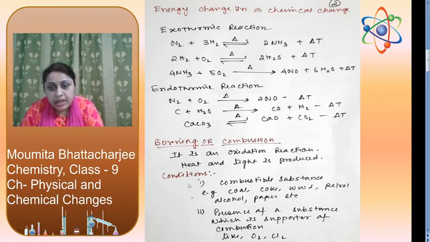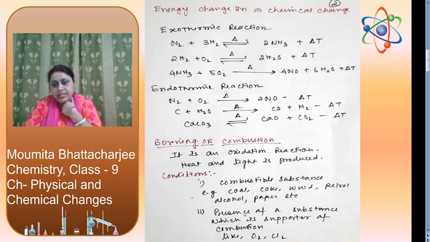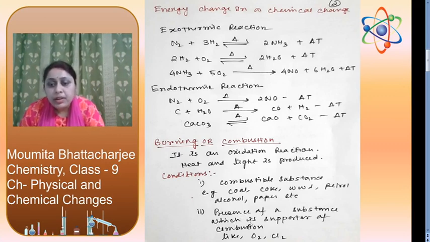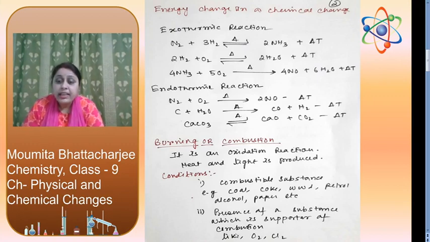What are the conditions now? The substance which is burned must be a combustible substance, for example coal, coke, wood, petrol, alcohol, paper, etc. All will be combustible substances. And there must be the presence of a substance which is a supporter of combustion, that means a substance which can increase the burning rate, like oxygen, chlorine, etc.